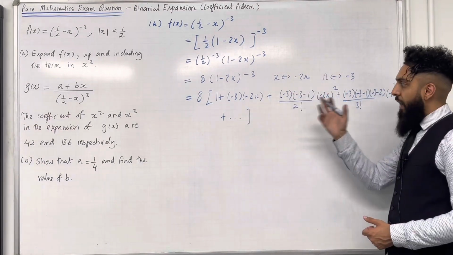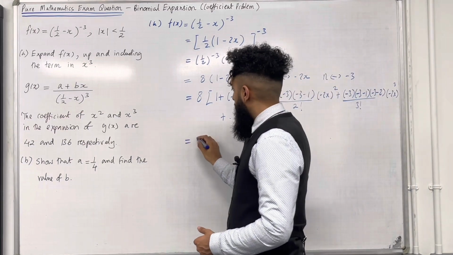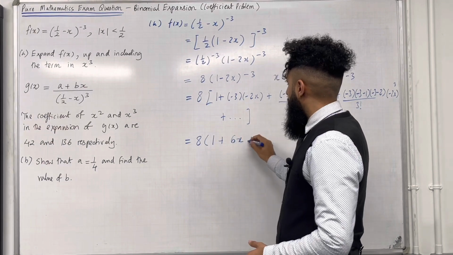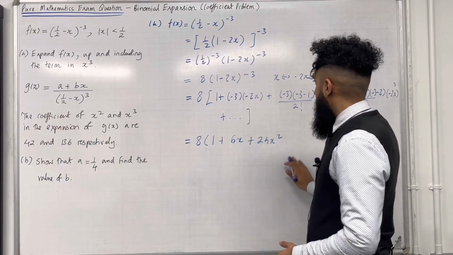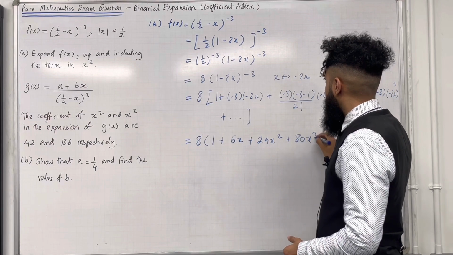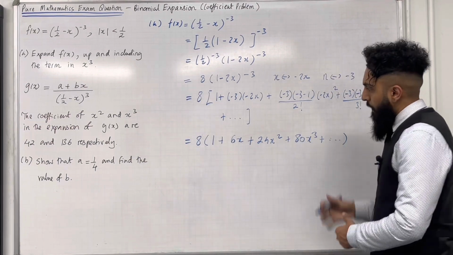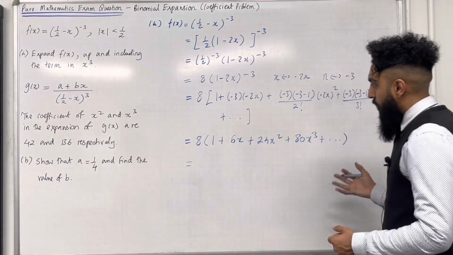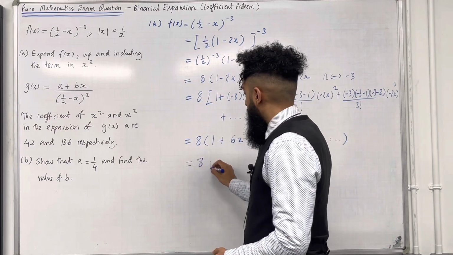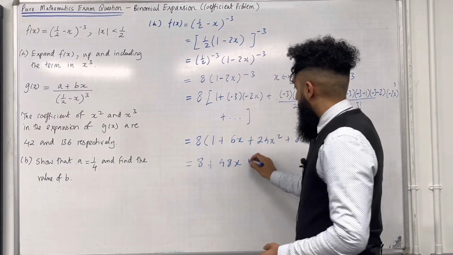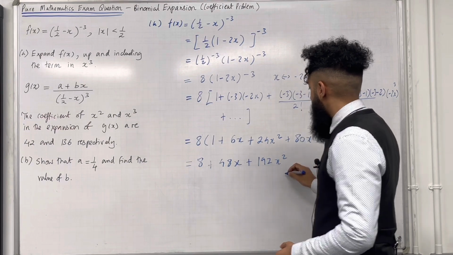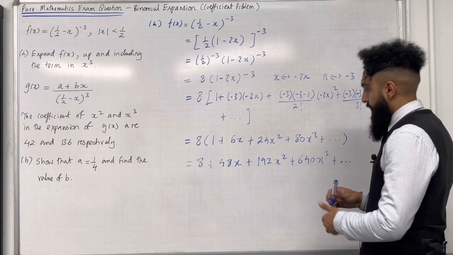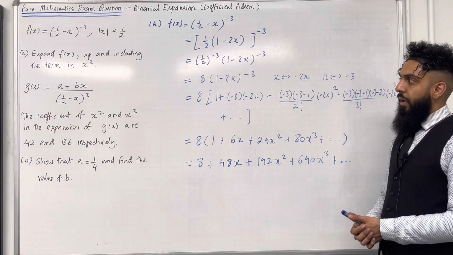Now I'm going to simplify what I've got inside the square bracket. So I've got 8 lots of 1 plus 6x plus 24x squared plus 80x cubed plus dot dot dot. Expand out with the 8. My final answer will be 8 plus 48x plus 192x squared plus 640x cubed plus dot dot dot. That there is the end of part A.